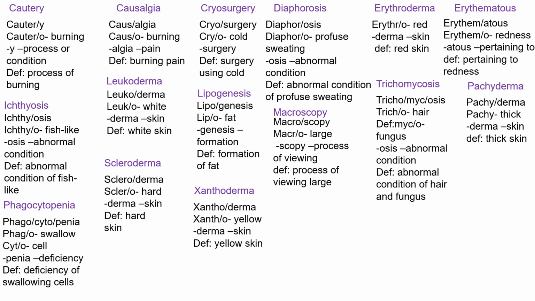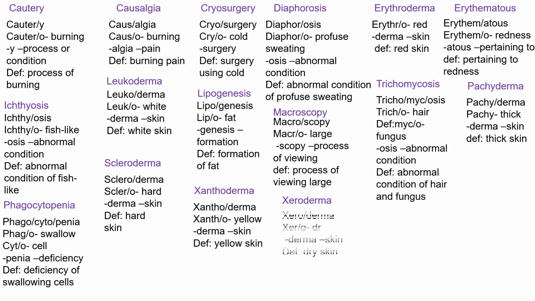Xanthoderma. Xantho means yellow, so now we see yellow skin. Now, folks, this is what happens when there's an abnormal condition, mostly involving the liver, and you'll see people that have jaundice, and it's first noticed on the skin and in the whites of the eyes.